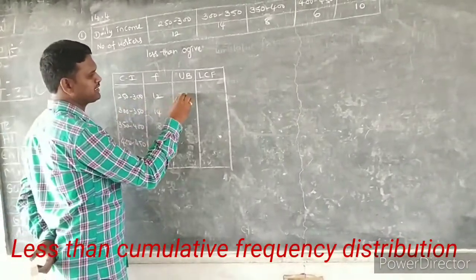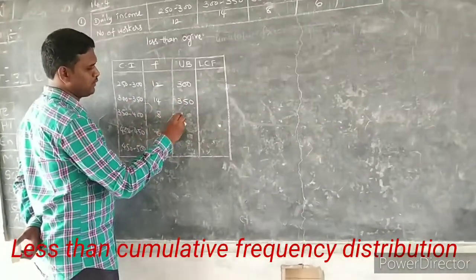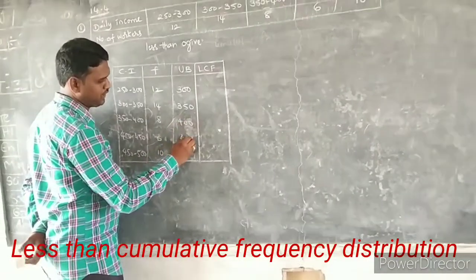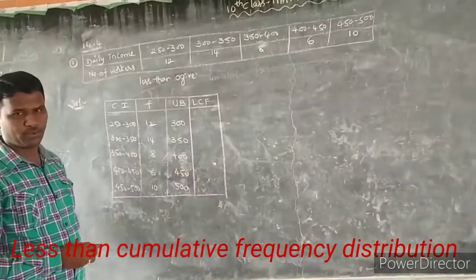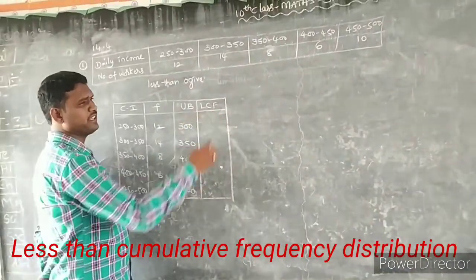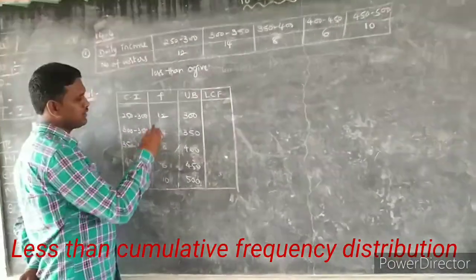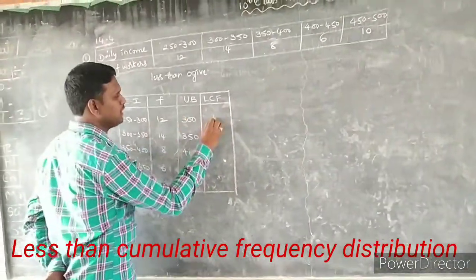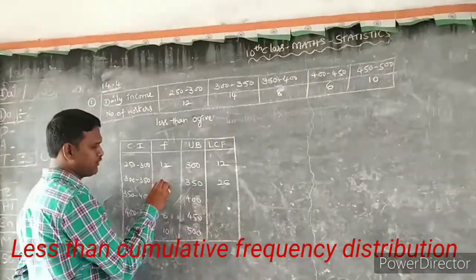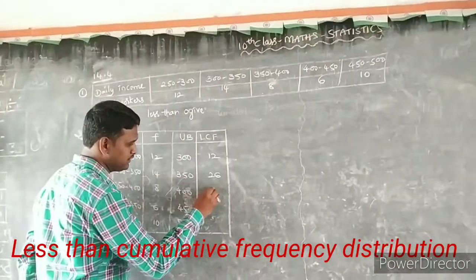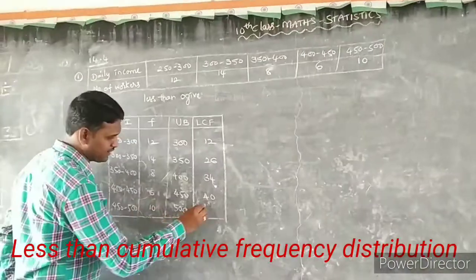That's why upper boundary is 300. Here upper boundary is 350, 400, 450. Similarly, we can get here also 500. These are the upper boundaries. Less than cumulative frequencies. Frequencies can be added from top to bottom. Starting to ending, we need to do first 12. 12 plus 14, 26. 26 plus 8, 34. 34 plus 6, 40. 40 plus 10, 50.